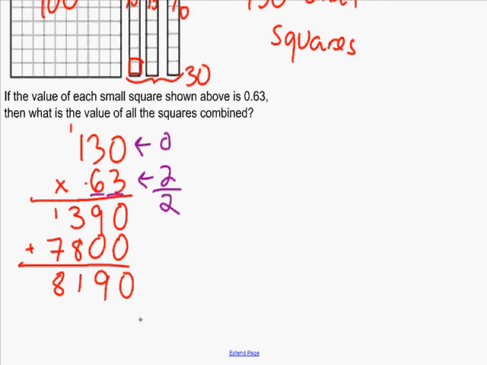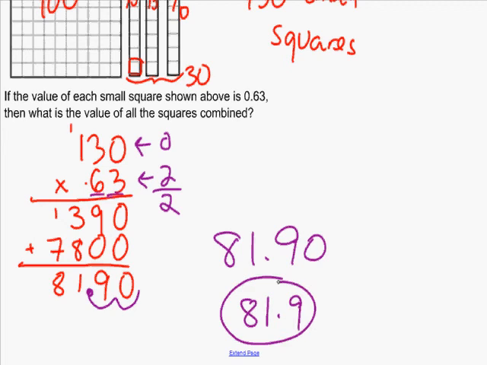So let's go ahead and place our decimal point. I'm going to start here, move over 1, and 1 more to make 2. So that means our final answer is 81 and 90 hundredths, or just 81 and 9 tenths.